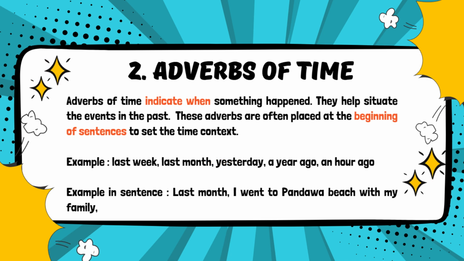Next is adverb of time. Adverbs of time indicate when something happened, such as last week, last month, yesterday, a year ago, and an hour ago. For example, last month, I went to Pandawa Beach with my family.